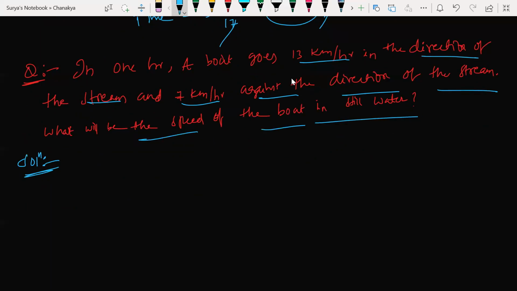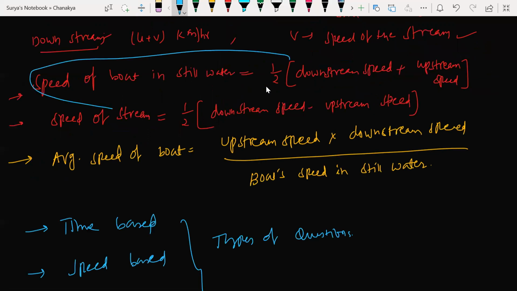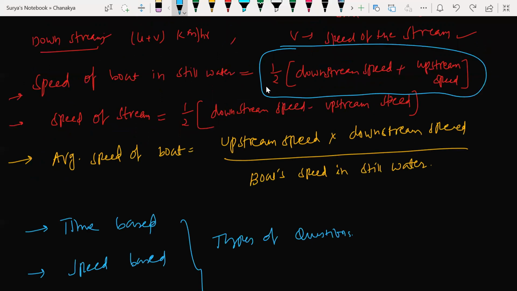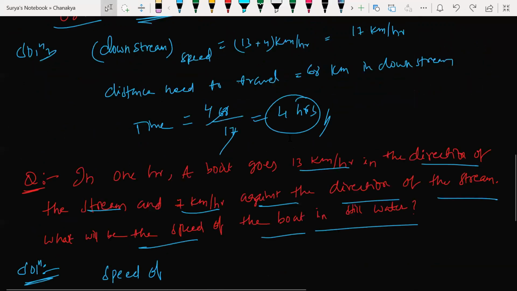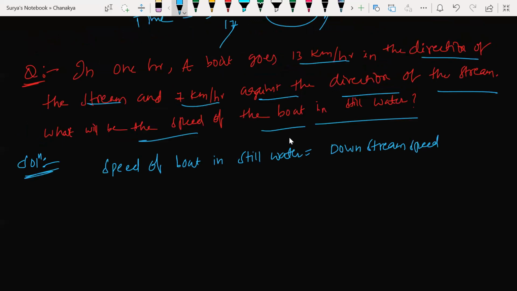So what do we need to find out here? As per the formula, what do we need? Speed of the boat in still water. What is the formula? Look at the formula. It is the average of downstream speed plus upstream speed, correct? So speed of the boat in still water is equal to downstream speed plus upstream speed, upon 2.